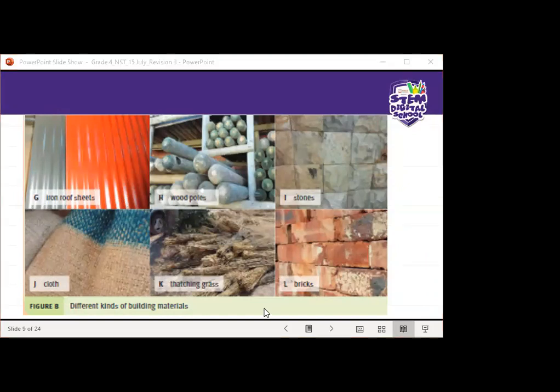So guys, important to note that different materials are used for different shelters. So for example, you cannot build a house out of cloth and live inside that house. It will not be very safe, and it will not protect you from harsh weather conditions. All right, so that is why we use bricks as well as stones to build our houses.